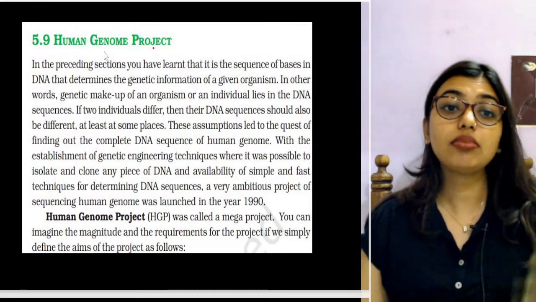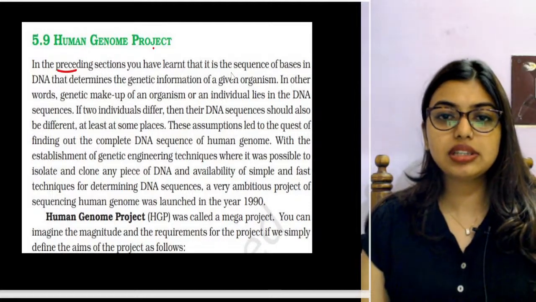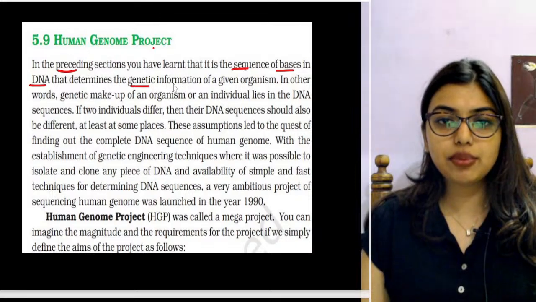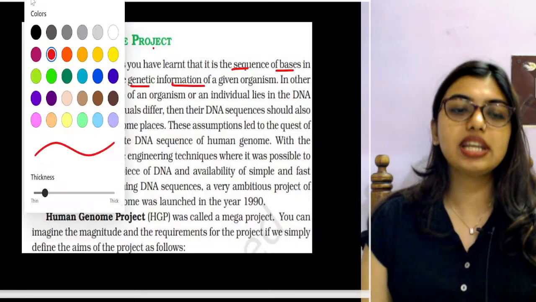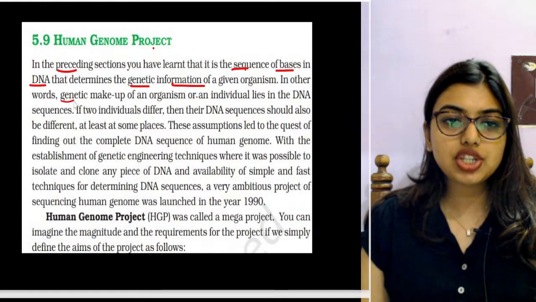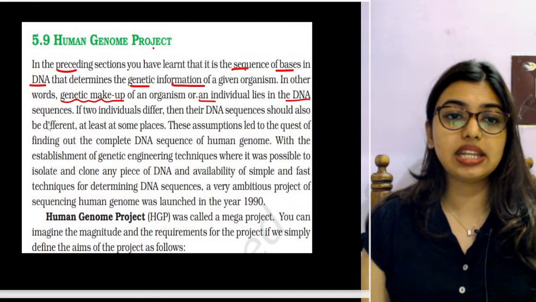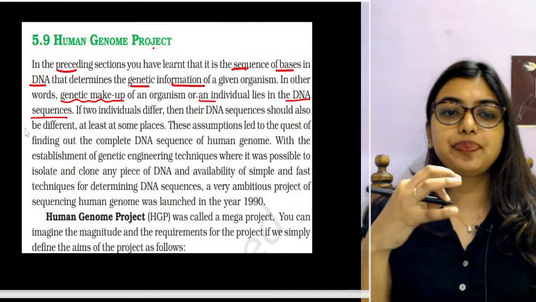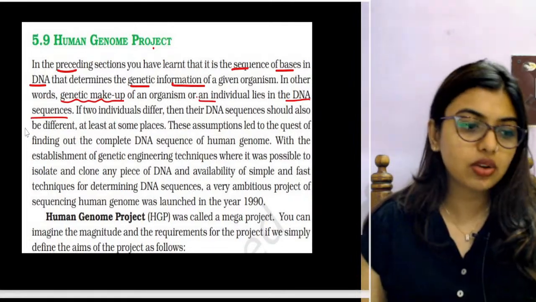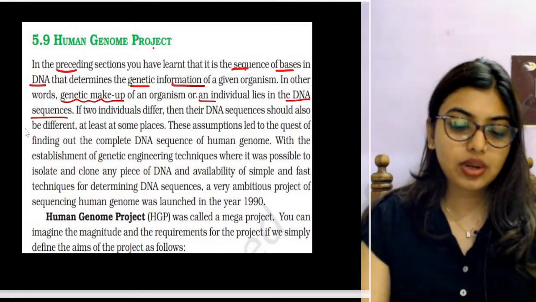Chalo. Human Genome Project. In the preceding sessions, you have learned that the sequence of bases in DNA determines the genetic information of an organism. Right? DNA decides the genetic information of an organism. In other words, genetic makeup of an organism or an individual lies in the DNA sequence. Now, how each of us looks totally depends on our parents.